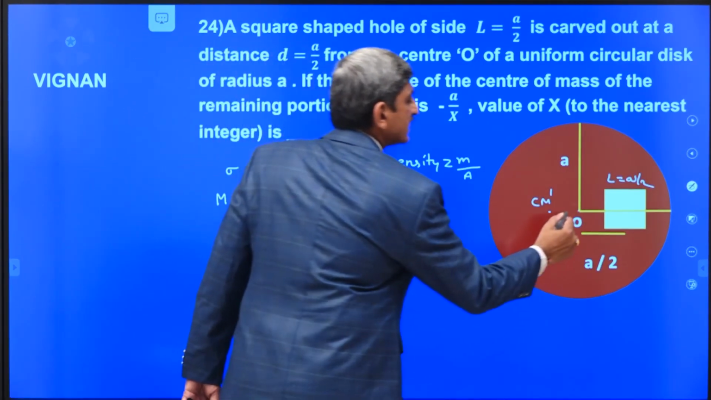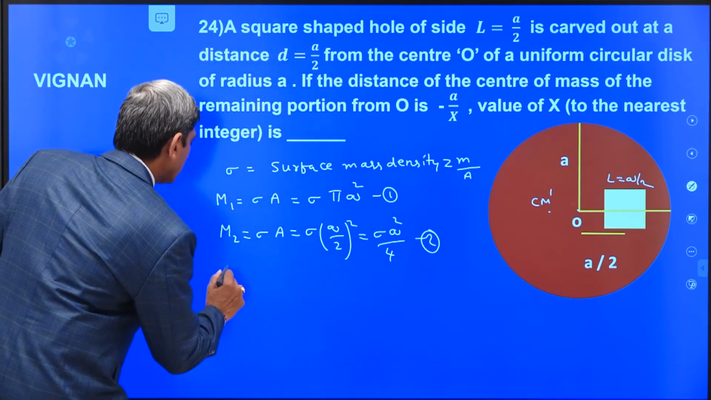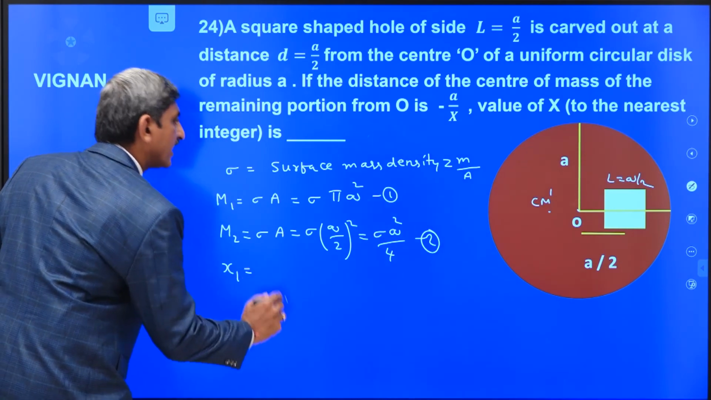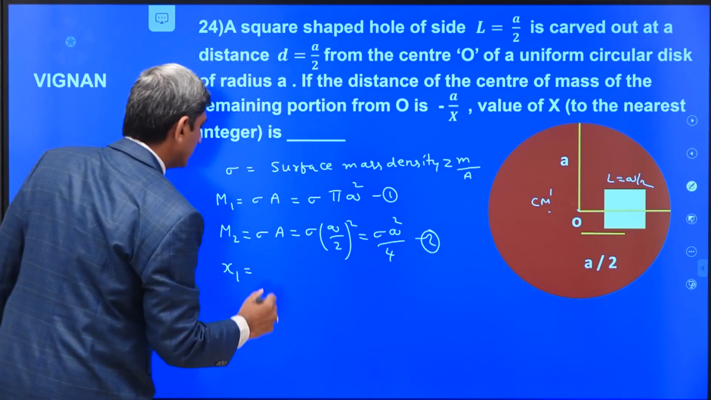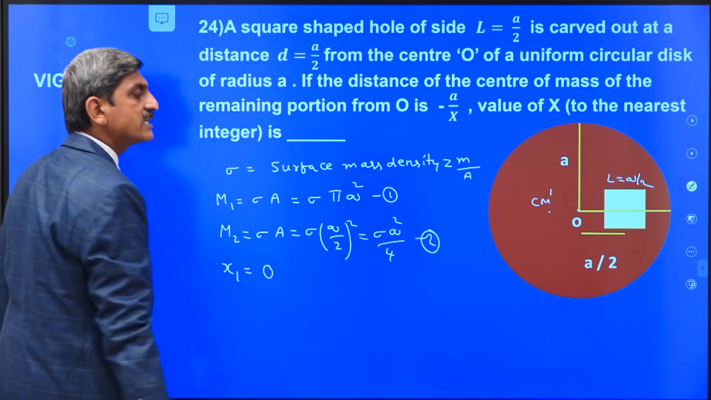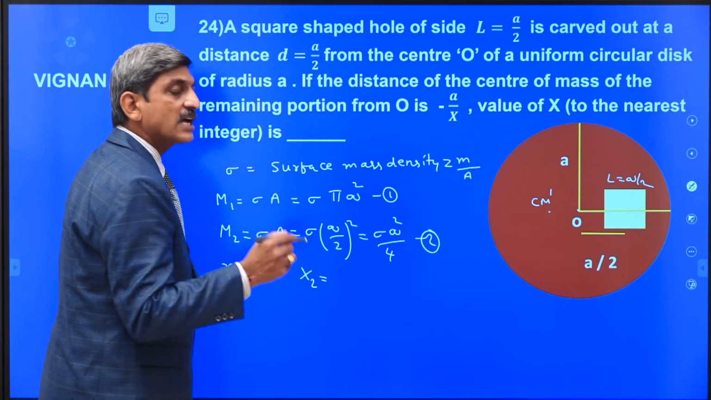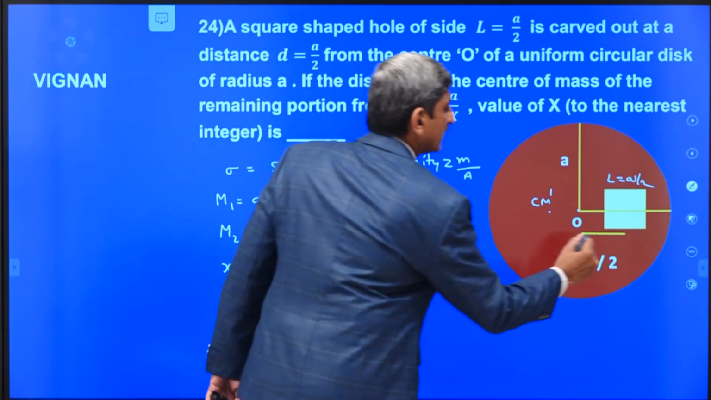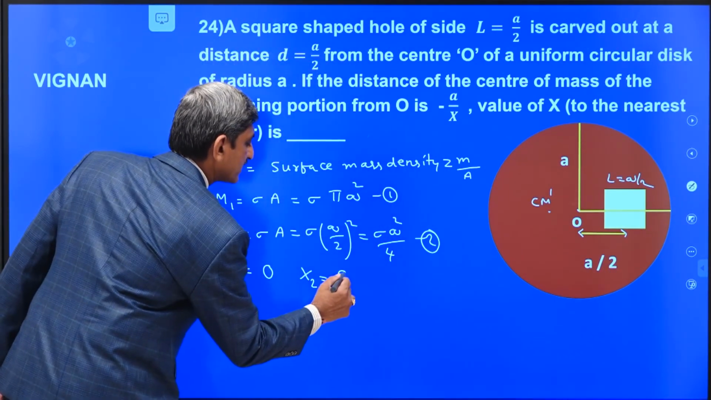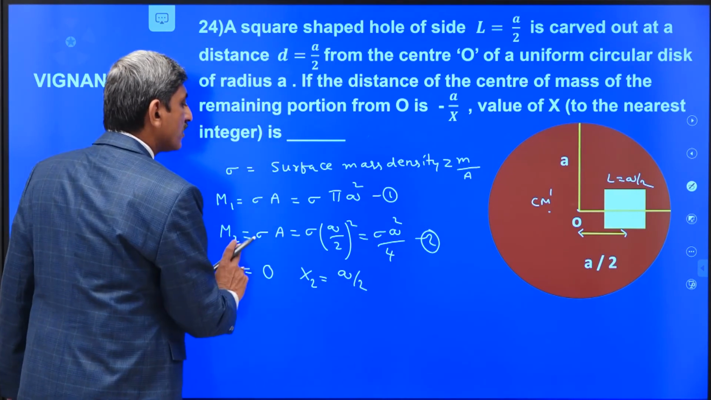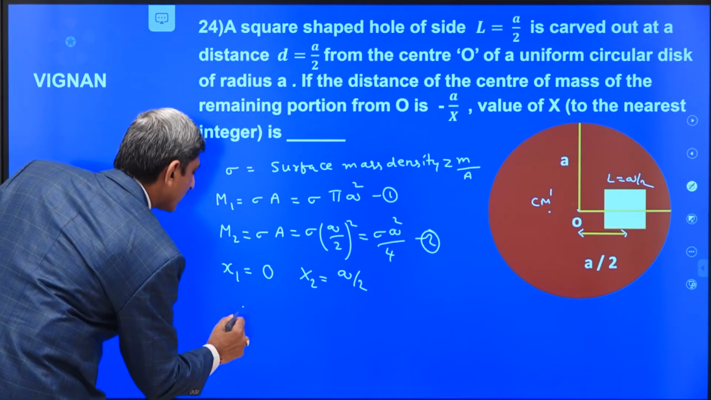Now let us assume the origin of the coordinate system at point O. Here the center of mass of the original plate is located at its center according to the geometry, so that the distance from the origin is equal to 0, and x2 is the distance of the center of mass of the removed portion. The distance of the center of mass of the removed portion is equal to a by 2, that is given. So m1 is known, m2 is known, x1 is known, x2 is known. Then we want to determine the distance of the center of mass.